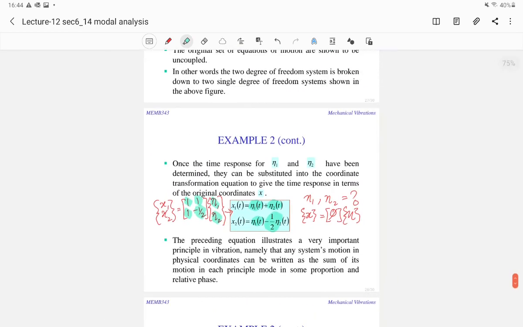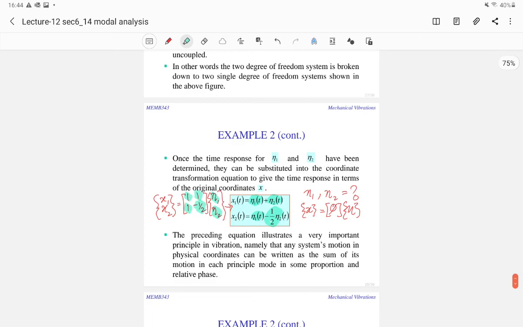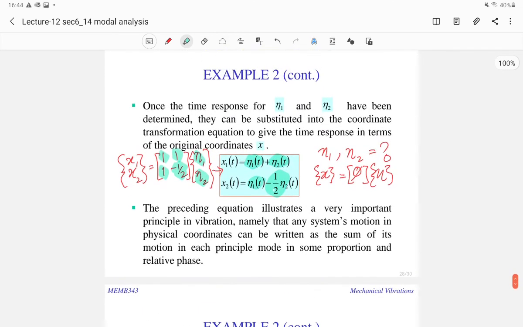Okay, that's all for this video. So maybe check out another video for other examples of the steps of how we do modal analysis. And finally, you can get your responses for the 2 degrees of freedom system.